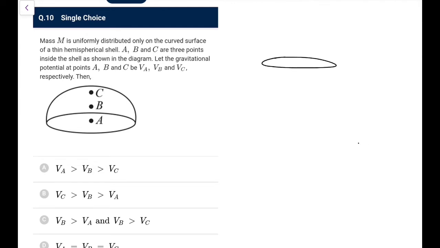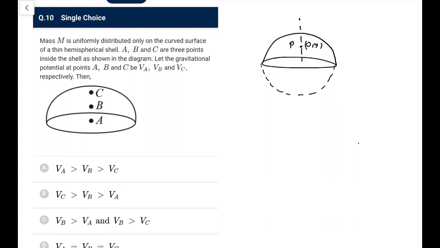Take this hemispherical shell and take any general point here, let's say point 0 comma y, call it P. Just tell me what would be the gravitational field due to this hemispherical shell at P. If I complete this sphere, the field at P will be 0.